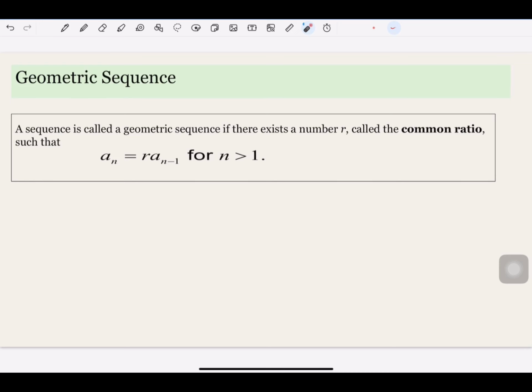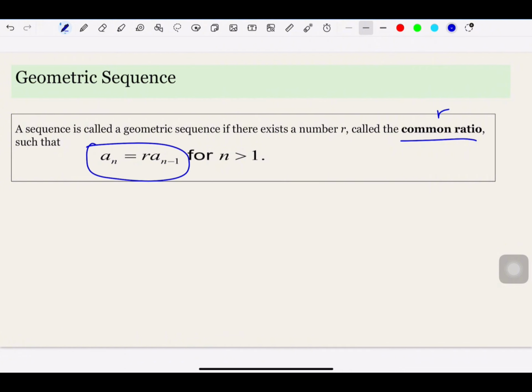So now you have mastered arithmetic sequences. It's time for something a little different: geometric sequences. So what is a geometric sequence? A geometric sequence is a list of numbers where each number is found by multiplying the previous term by the same number every time. This number is called the common ratio, and we use the letter R to represent the common ratio.